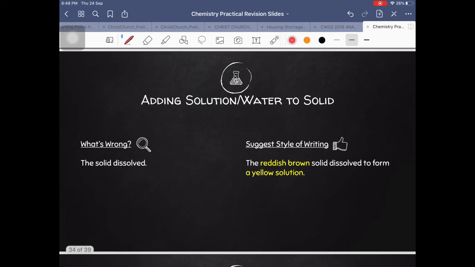The next example, the solid dissolved. The same issue, you didn't state the initial color of the solid and you did not state it dissolves into what. So a suggested style of writing would be the reddish brown solid, the initial color, dissolved to form a yellow solution.